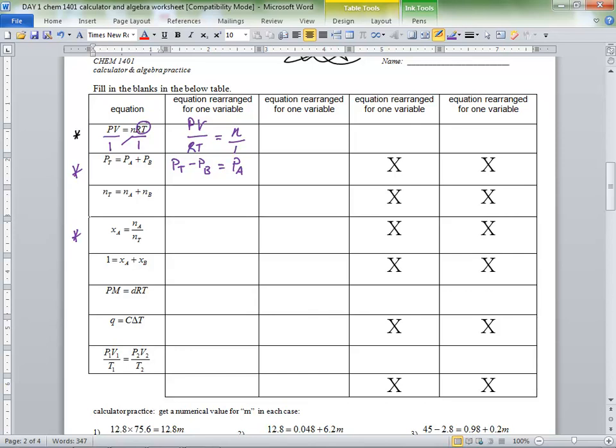Let's jump down to this one. Oscar, pick a variable, but not XA. NT. Solve for NT, Melissa. Yeah, we got to solve for the NT. We want the NT. Now the NT.